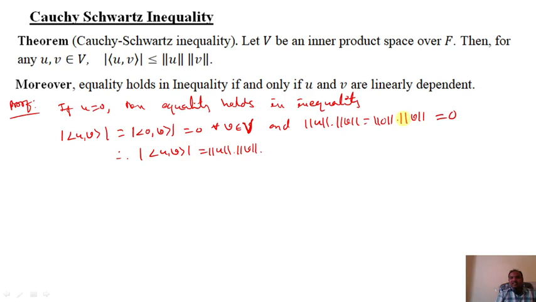See, if one vector is 0, that is linearly dependent. Okay, we can go for another way also. If one vector is 0, the equality holds. That means they are linearly dependent.